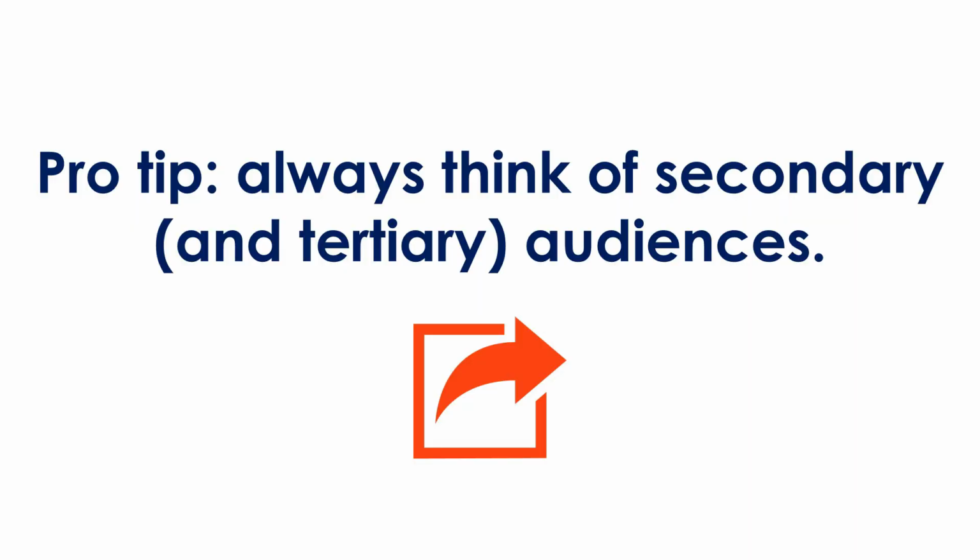So perhaps the most important thing to keep in mind with all of this is to always be aware of the potential secondary and tertiary audiences for email. Just because you're writing to person A doesn't mean that person A can't forward that message to person B or person C, right? So don't put anything in writing that you don't potentially want secondary and tertiary audiences to see.